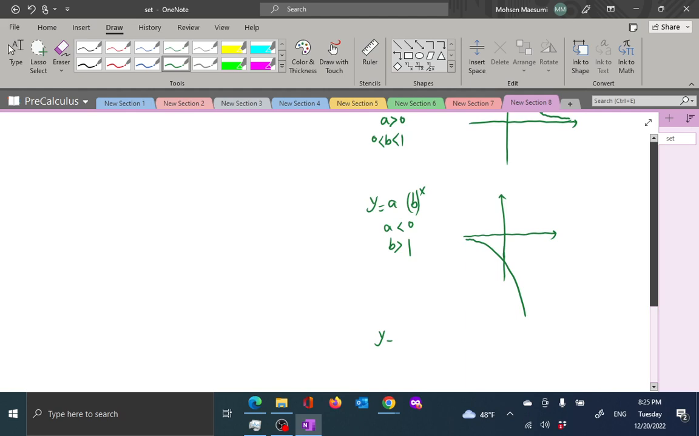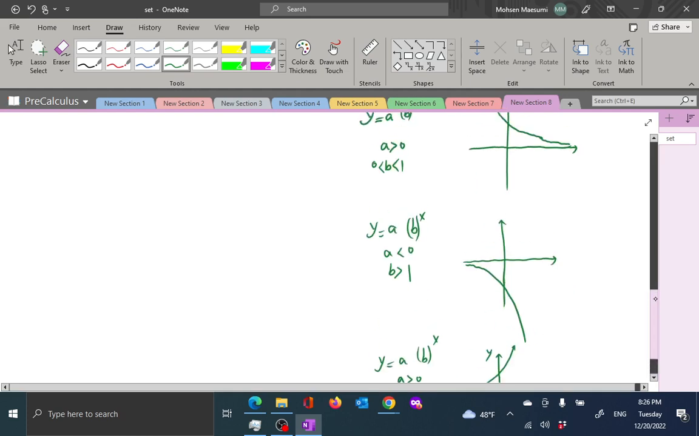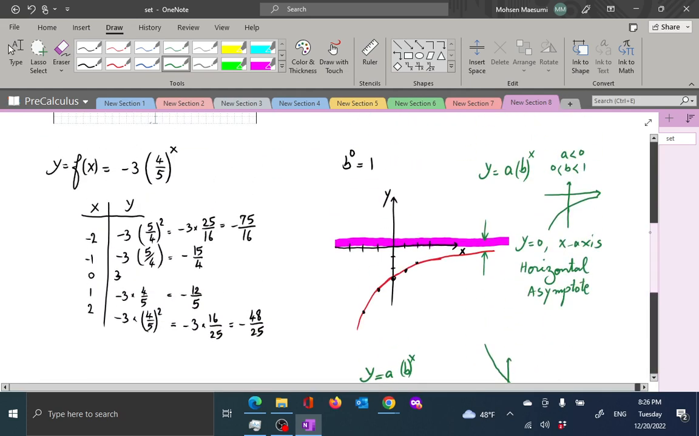If I have y equal to a times b to the power of x, a this time is positive and b is larger than 1, we have a picture that's going to look like this. So a is positive, I'm up here, and b is larger than 1 means the small side of the picture is on the left, and it explodes on the right hand side. So the important lesson to learn here is the difference between these four cases.